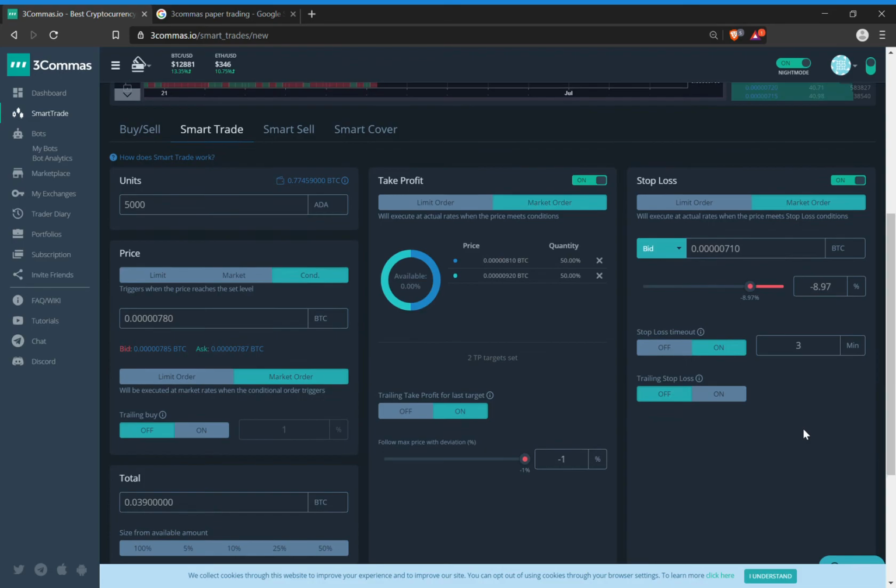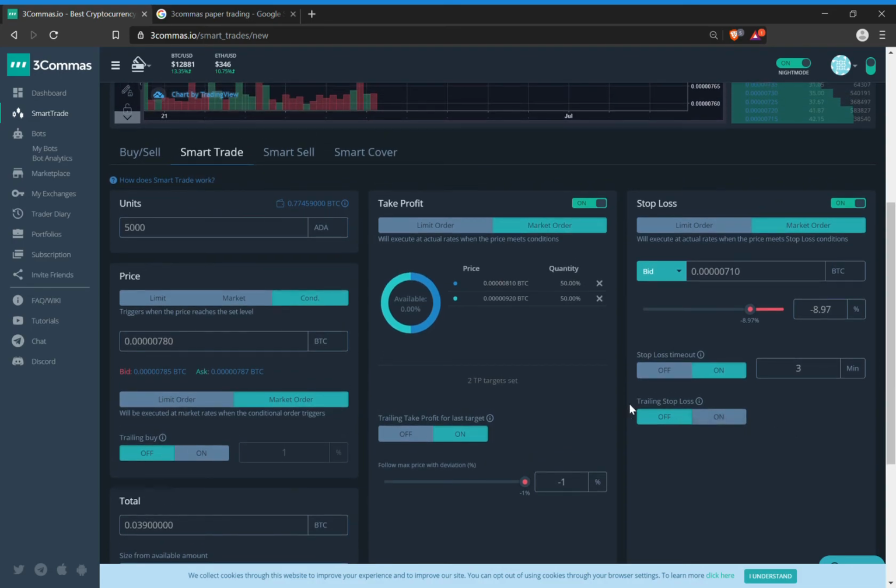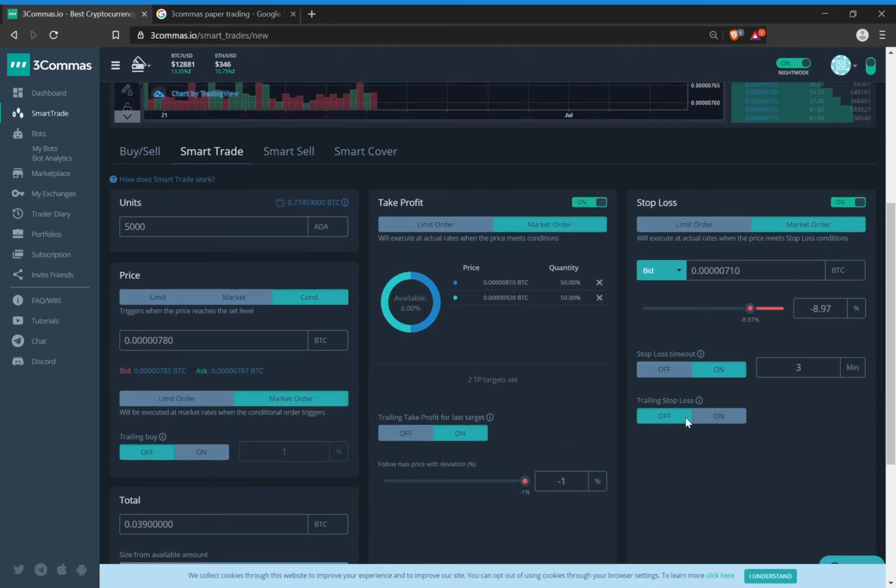Okay, and I know that you guys have heard a name talking about trailing stop loss. That's turned off right now, but if you were to turn that on, what that does is that once the price of the coin goes up from your buy price, right here, 780, if it were to go up 6%, it would automatically trail up by 6%. So now that 8% would become like a 2% or so stop loss instead of an 8%.